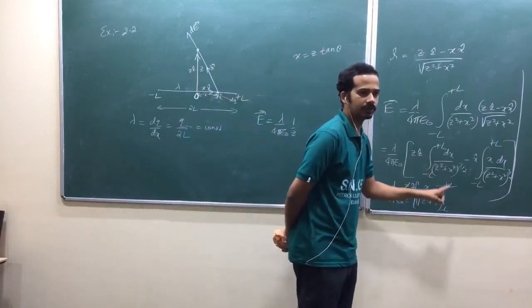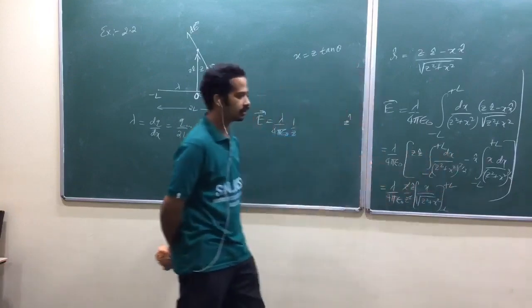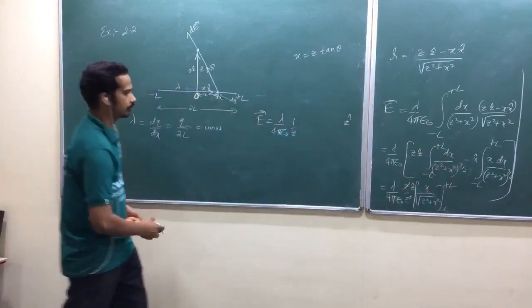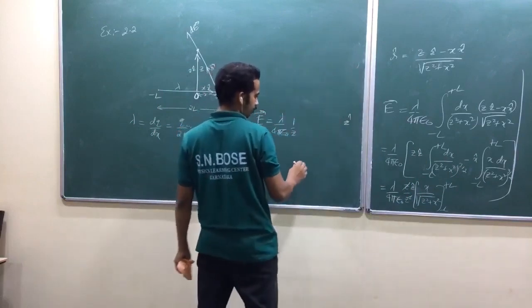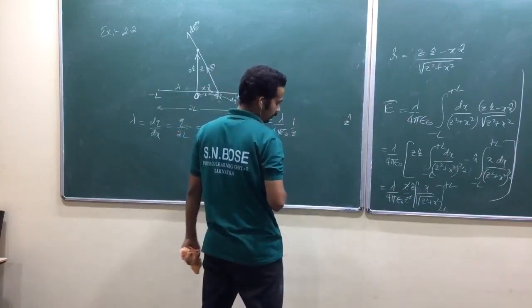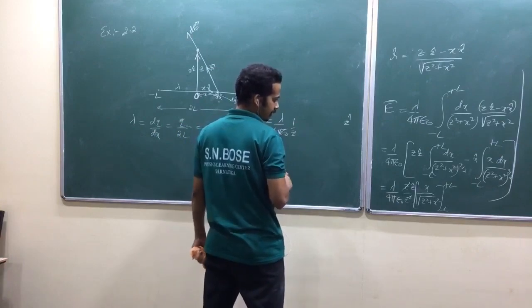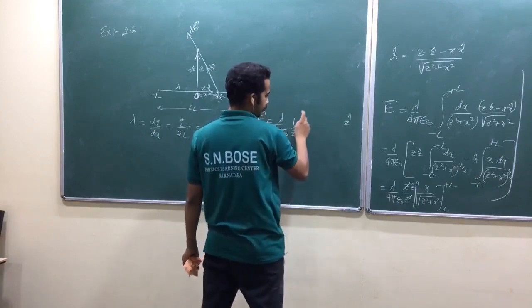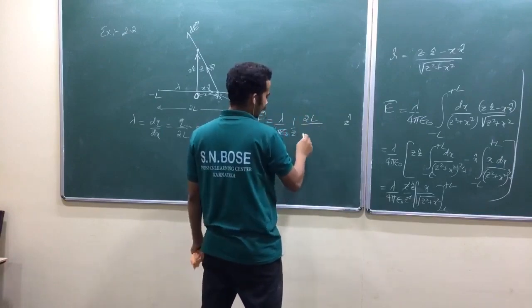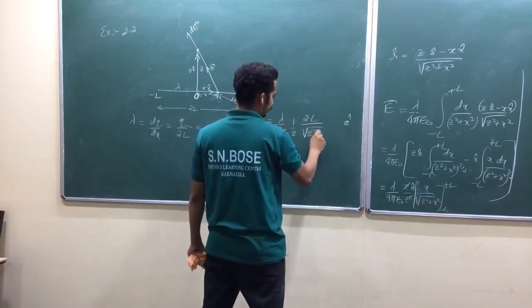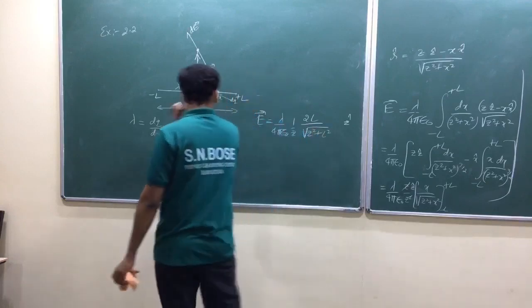So do the integration. Ultimately you will get it in terms of theta. Convert that into z and x, then apply the limit. So do that one yourself. So 1 by z, upper limit minus lower limit. I think 2L whole divided by root of z square plus L square. Check it out.